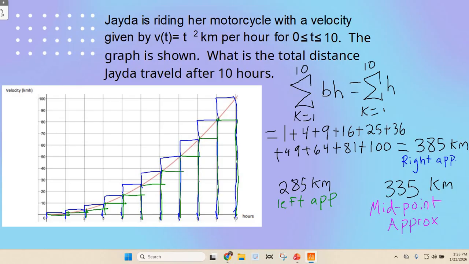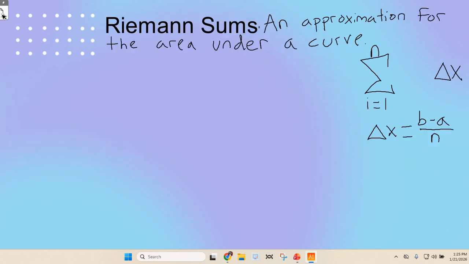Yes? So, this was my first rectangle. This was my second rectangle. This was my third rectangle, and so forth. Now, remember that this n represents my number of intervals. It does not necessarily mean that that's the number that we're plugging in. So, in my first interval, if I'm using a left approximation, I plugged in 0, not 1.